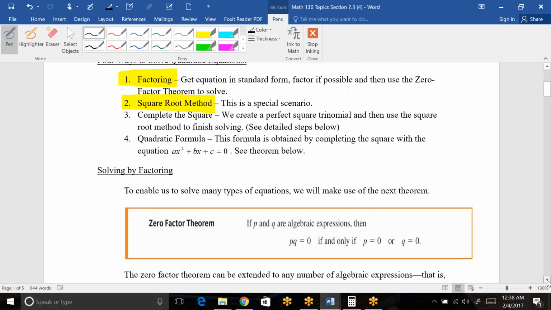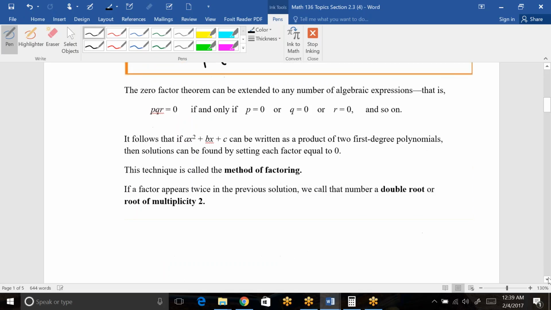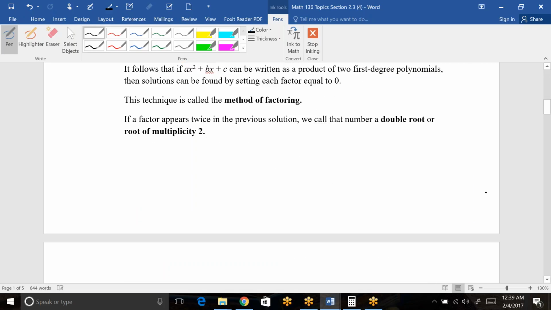So if you want to solve by factoring, the first thing is you have to get everything on one side and have it set equal to 0, and then you factor it down as far as it'll go. If you have 2 factors or more equal to 0, this is multiplication. The only way you can multiply and equal 0 is if one or both of these things was 0. So that's why we're allowed to then set each piece, or each factor, equal to 0 and solve. That is called the zero factor theorem.